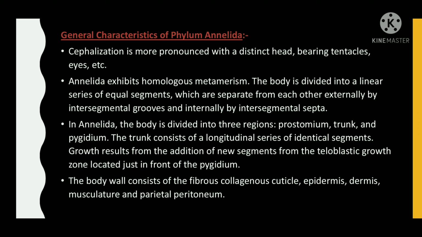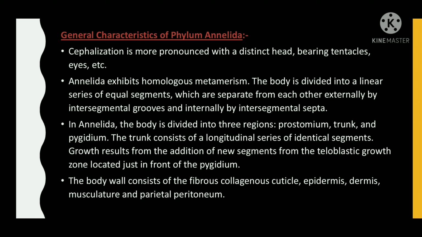In Annelida, the body is divided into three regions: prostomium, trunk, and pygidium. The trunk consists of a longitudinal series of identical segments. Growth results from the addition of new segments from the teloblastic growth zone, located just in front of the pygidium.